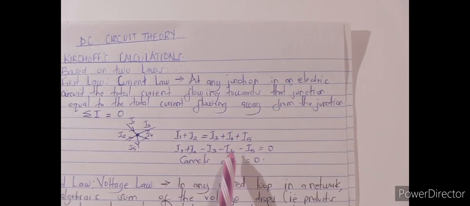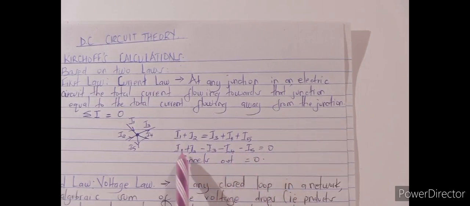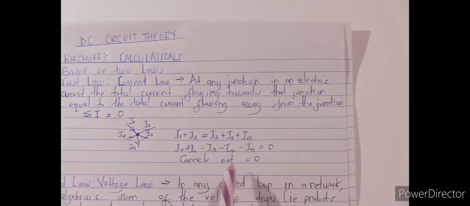The second law states as follows. In any closed loop in a network, the algebraic sum of voltage drops, that is the product of current and resistance, in a loop is equal to the resultant EMF.